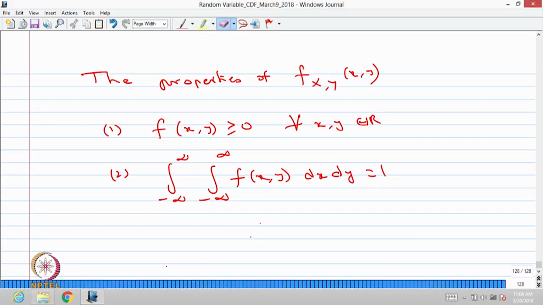The first property says the value is always greater than or equal to 0, and the double integration is going to be 1. That is nothing but the volume below the surface of f of x comma y, which is going to be 1. The way we say for a single continuous random variable, the probability density function is greater than or equal to 0 and the integration being 1 means the area below the curve is 1. The same here for a two-dimensional random variable: the volume below the surface f of x comma y is going to be 1.